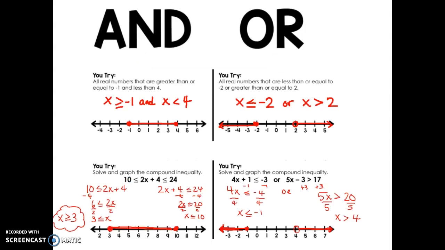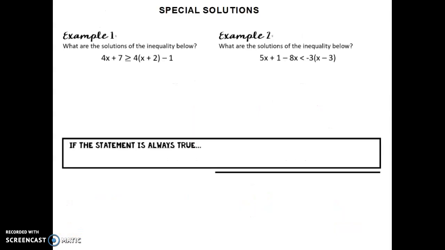And there's the answers. I showed you how to solve it. Here's another one that I just want you to take a look at. Right here, when you solved it and it said 3 is less than or equal to x, I always switch it. That means x has to be greater than or equal to 3. So be careful with that one. Otherwise, they were pretty good. Hopefully you did okay. And then the last thing we're going to talk about is special solutions.